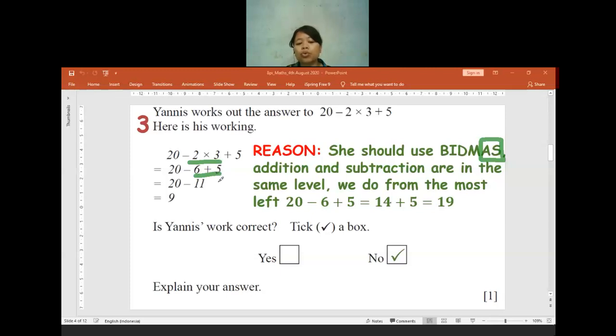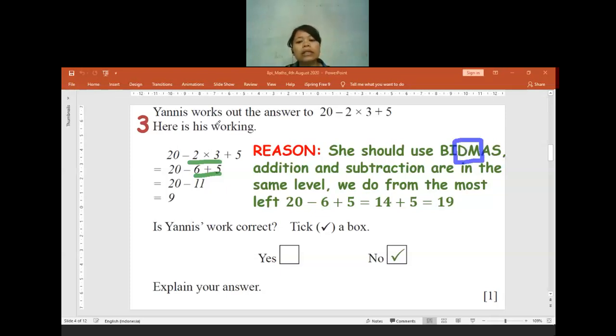She's supposed to do the subtraction first, not addition first. Is there anyone who got confused? No, teacher. Okay, so remember, if it is BODMAS, even though it is division and the handwriting says division then multiplication later, it doesn't mean that we have to do the division first always. No, it depends on the calculation.